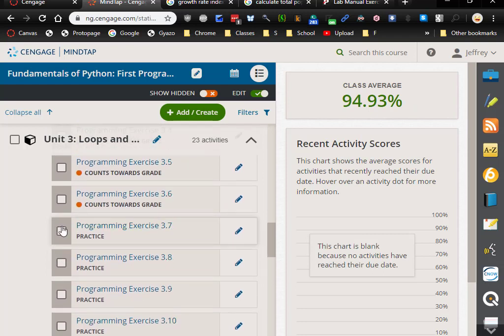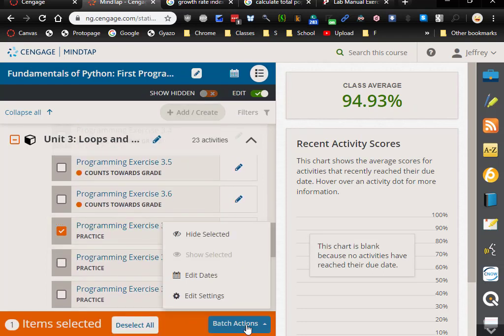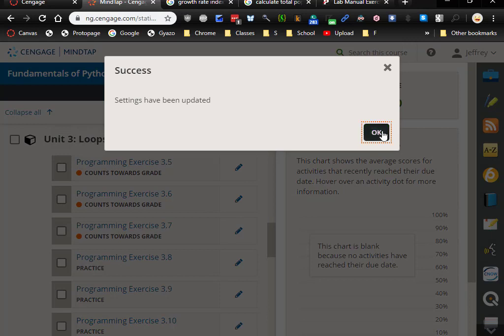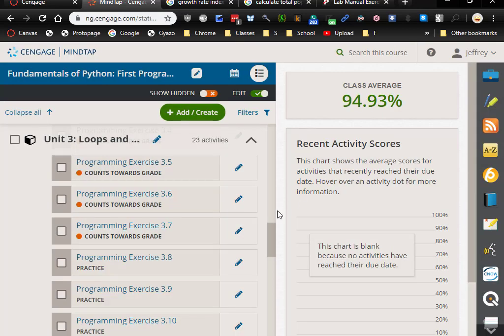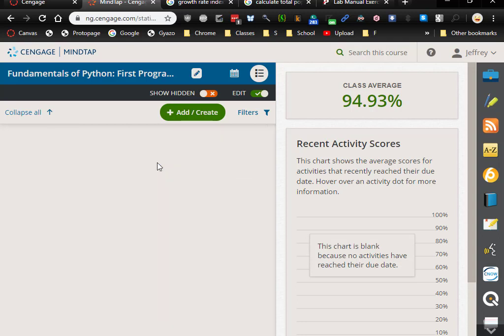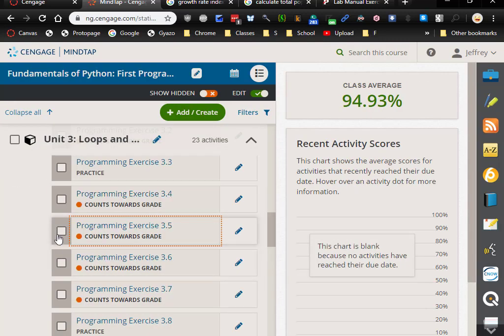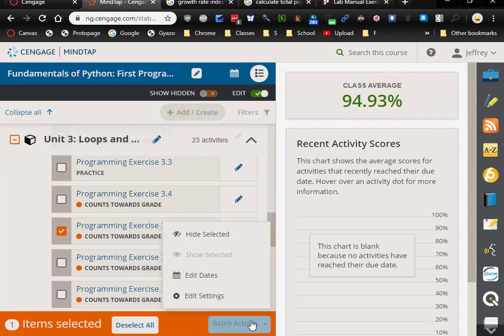Three is no longer for a grade. 3.7 is going to be. If I don't get to this before y'all have actually submitted some of these for grades, it won't let me change them back to practice. All right. Yeah, we got a lot of grades. Is 3.5 the growth rate problem? Oh, did I mean to remove that one as well? Yes, you are absolutely correct. 3.5 is going to be terminated by extreme prejudice.